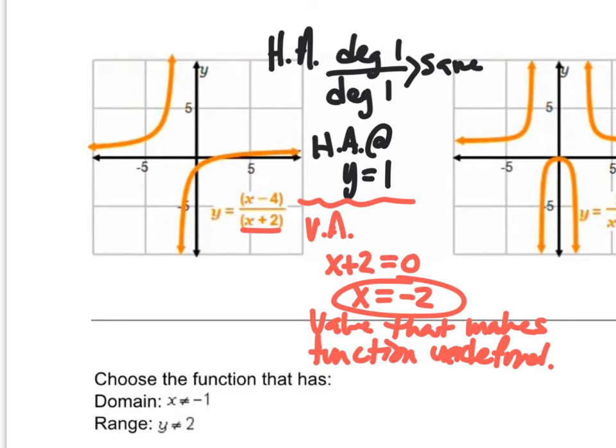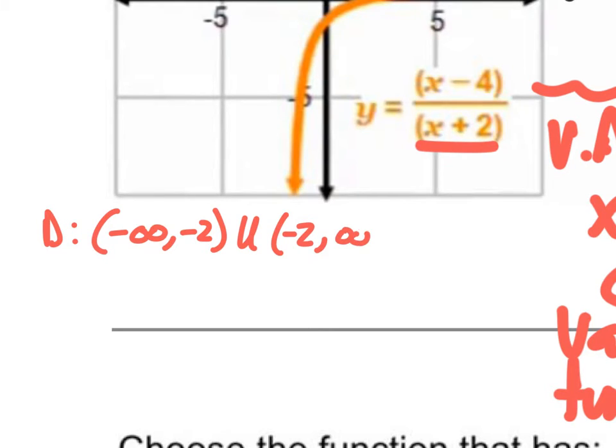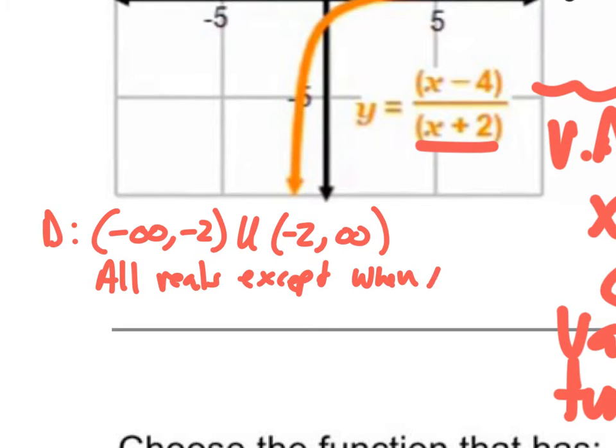For my domain, I can plug in any number that is less than negative 2, and any number that is larger than negative 2. The only value that I cannot plug into this function is negative 2. So my domain goes from negative infinity to negative 2, unioned with from negative 2 to infinity. That's interval notation. We could also say all reals except when x equals negative 2. That would be our domain.